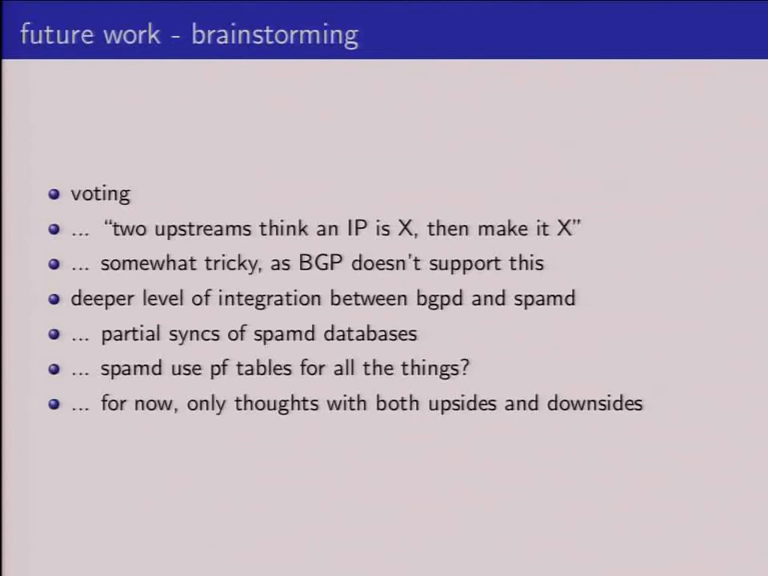Some future work, just some interesting ideas of what may or may not work. One suggestion I keep getting, and one of my original ideas, was that I only want to add something to my block list or to my white list if two servers tell me that it's on one of their lists. Currently, that's somewhat difficult. BGP does not support that sort of thing. What BGP does is it chooses the best route and then sends that data. It does not combine the data. So I'm not sure if that can be done with this system.